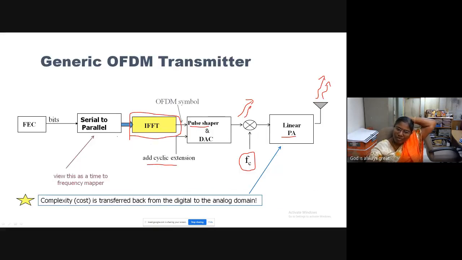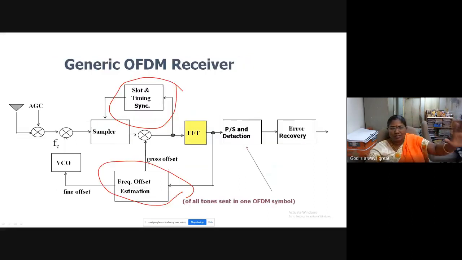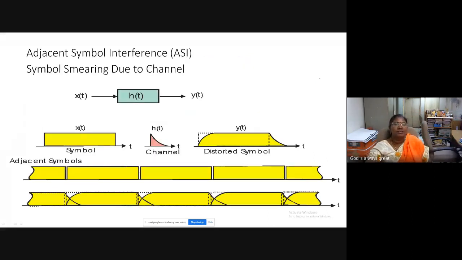So furthermore processing, I just told, we are going to add cyclic extensions. Why? Explanation for that. You have your signal X of t and your wireless channel H of t, you get an output Y of t. Right? So we found that the X of t is going to be multi-carrier modulated.